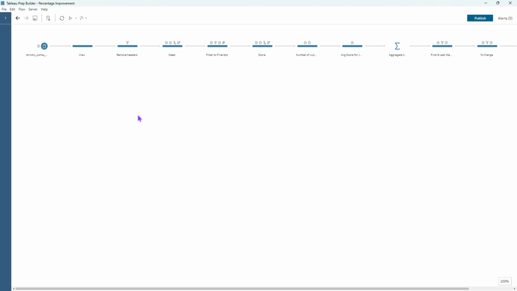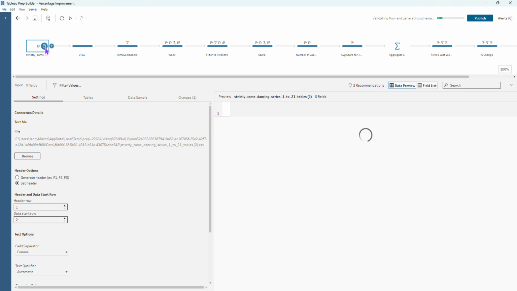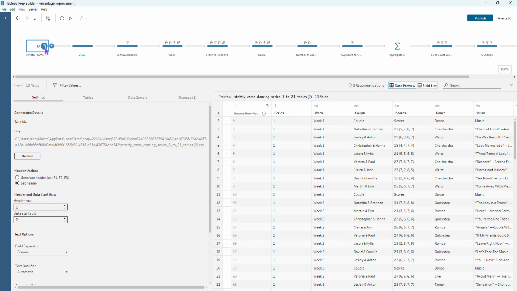It's time for the penultimate prep-in of the year. So we're working with the Strictly Come Dancing data that we were working with a few weeks back. We remember that we had these issues where the headers of the tables repeat, as you can see here. So first of all, we need to deal with that.